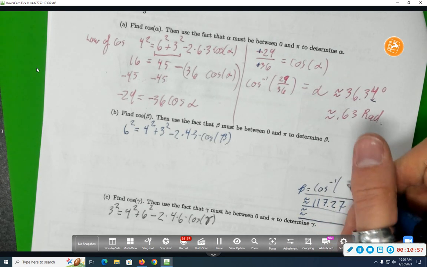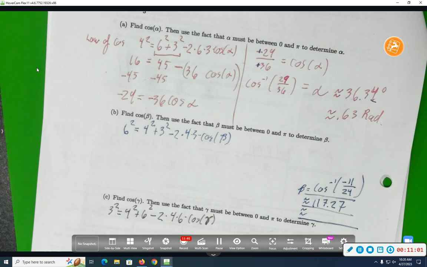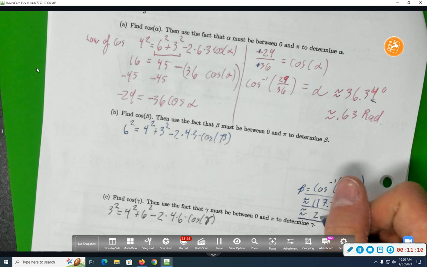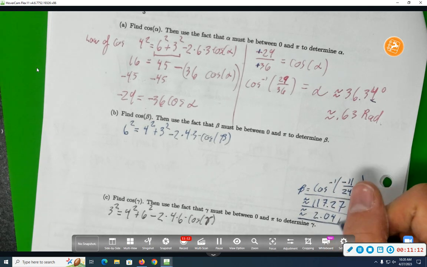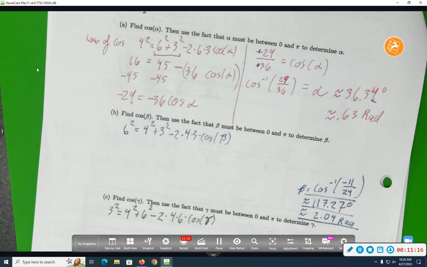Inverse cosine of negative 11 over 24. Did I hear you right? Awesome. What was it in radians? As long as we're doing both. 2.04 radians. Nice. Folks feeling pretty good? And are there any different values for beta?